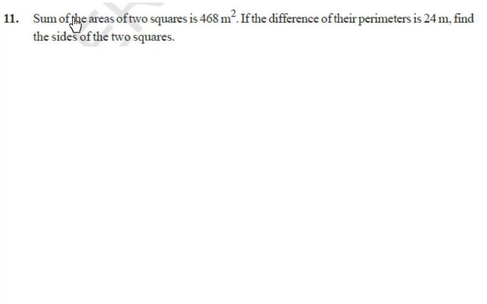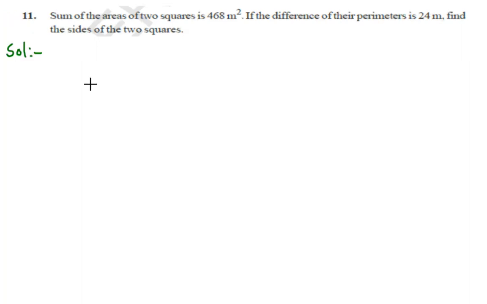So here in this problem we have the sum of the areas of two squares, and that is given as 468 meter square. It is also given that the difference of the perimeters of these two squares is 24 meters. So we need to find the sides of those two squares. So let us see how to find this.